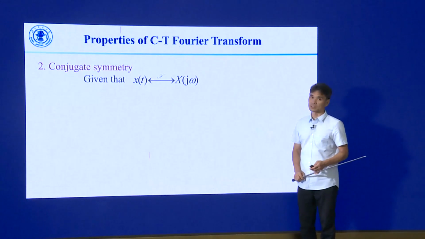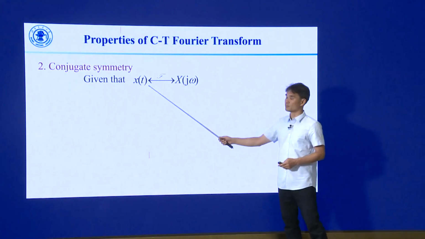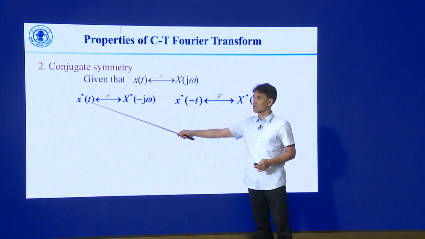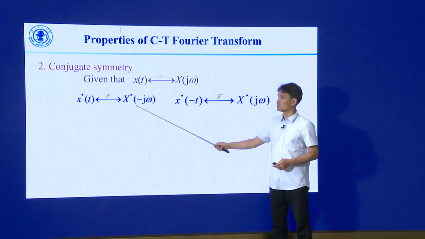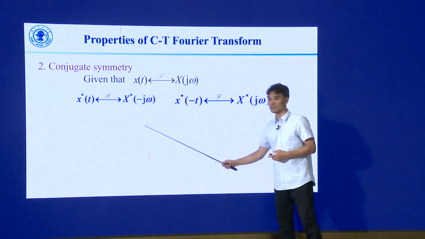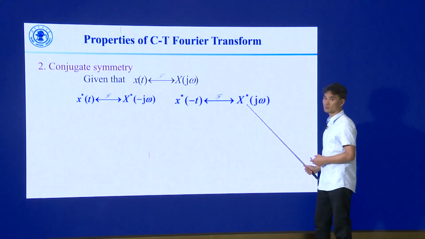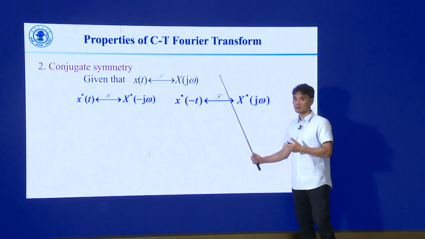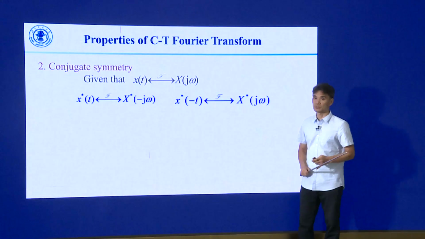The second property is called conjugate symmetry. If we know this pair of Fourier transform, then the conjugate of the signal in the time domain corresponds to the conjugate and then flip in terms of the vertical axis in the frequency domain. Similar thing if you go the other way around. The conjugate in the frequency domain corresponds to the conjugate and flipping in terms of the vertical axis in the time domain. So that's called conjugate symmetry.